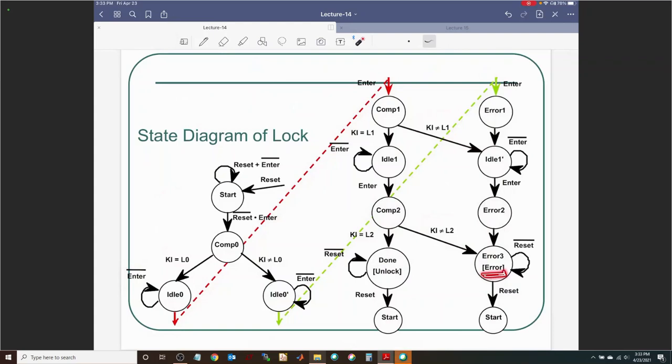So what are you doing in the meanwhile? Well, you are essentially faking to the user that you are sort of comparing bits and you are doing the idle one and so on. At the end, you could end up with the done state in which you unlock the door, or you could end up in the error 3 state in which you signal an error. From this, you can press reset to go back to the start state. Questions about the state diagram of this particular combination lock?